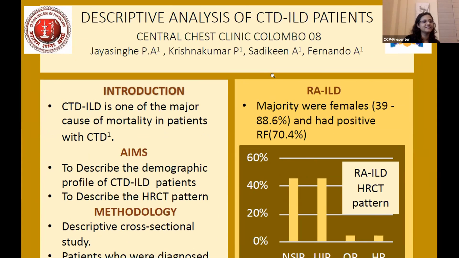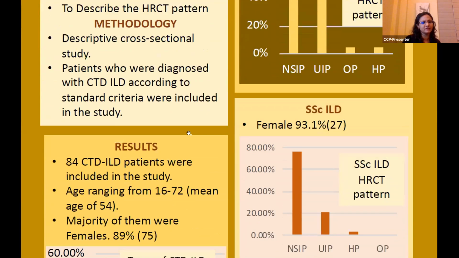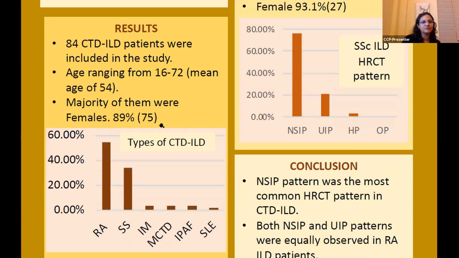Good afternoon. This is our study. Why we did this study was we recognize the fact that interstitial lung disease is becoming a more and more common cause of mortality and morbidity in connective tissue disorders. So we mainly target the demographic profile analysis and the HRCT pattern analysis. We recruited 84 patients to this study, and the mean age was 54 years, ranging from 16 to 72, and the majority of them were females.